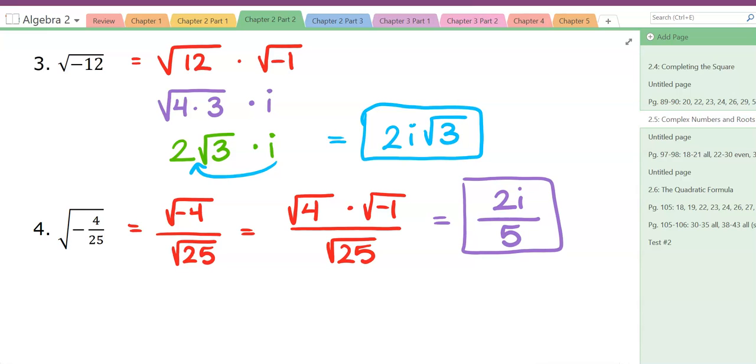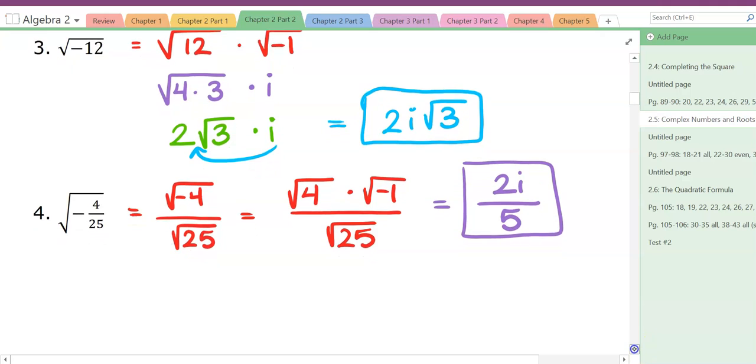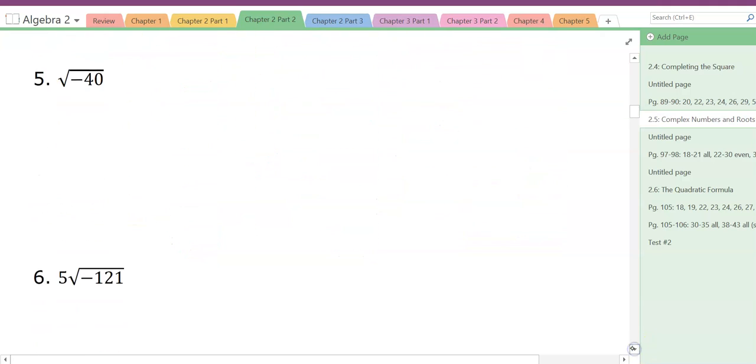All right, let's turn the page over. Why don't you guys try number 5?